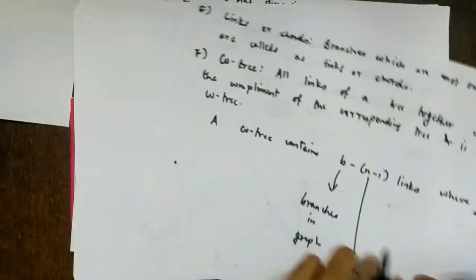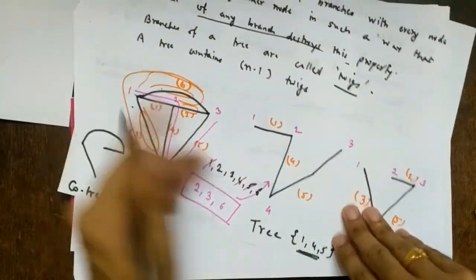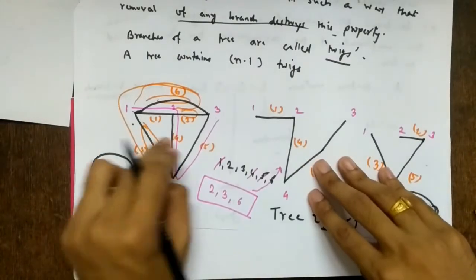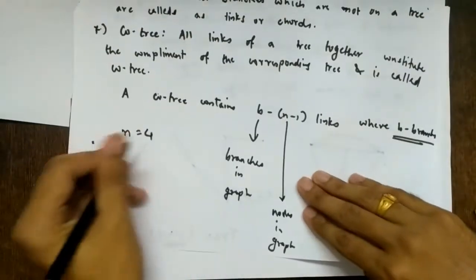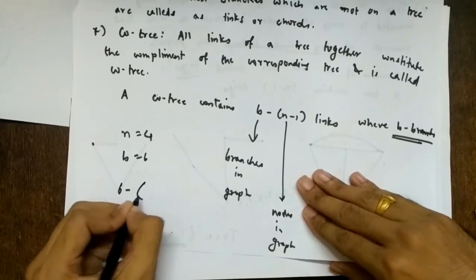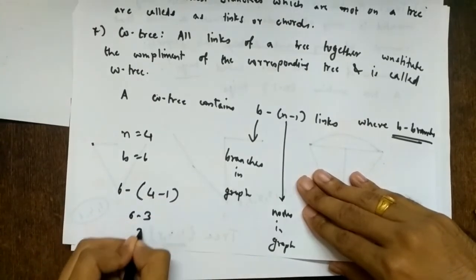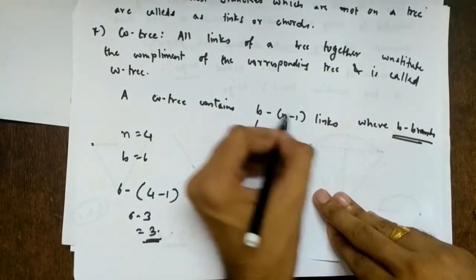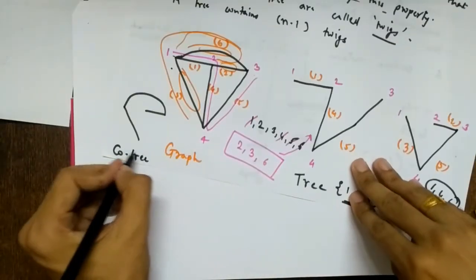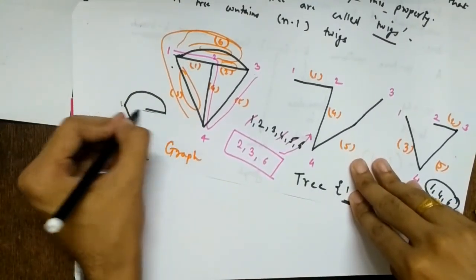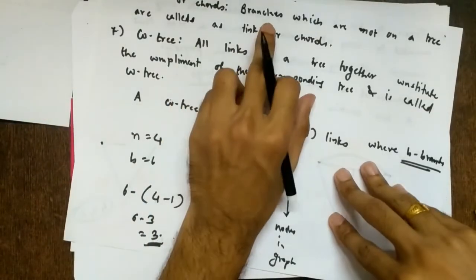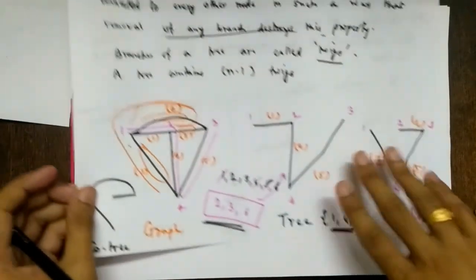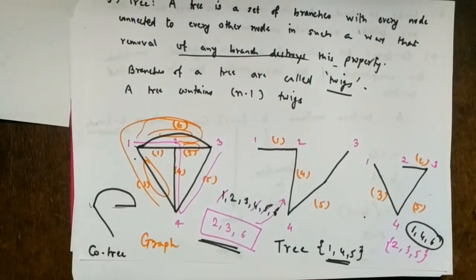Right? So how many nodes are here? 1, 2, 3, 4. So n equal to 4. And how many branches are there? 1, 2, 3, 4, 5, 6. Right? So branches are 6. So 6 minus (4 minus 1). So 6 minus 3. So 3. So what is 3? Cotree contains 3 links. Right? So what was our cotree? It was this: 1, 2, 3. And what are links? Branches which are not on a tree. Right? This is what we wrote as links. So these were these branches. Right? So these are the basic definitions associated with graph theory.